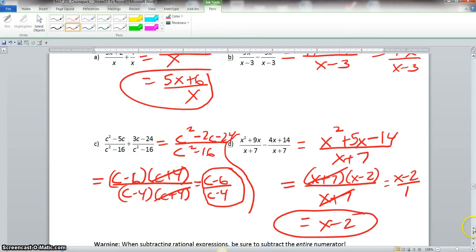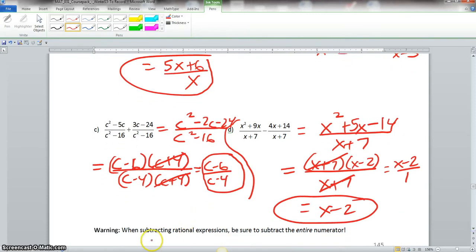Now it says warning. When subtracting rational expressions, be sure to subtract the entire numerator. So what they're talking about is these values behind the subtraction sign. So you would take the opposite of both of these signs, which we did.